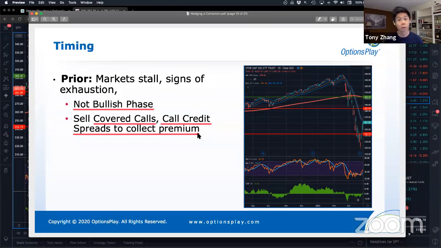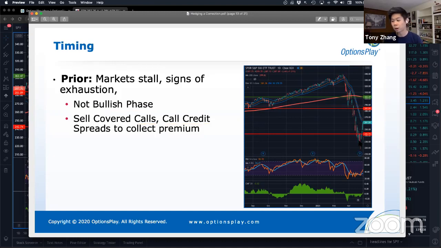That's when you want to start selling covered calls. Take profit on your stock positions by selling covered calls. Sell call credit spreads to collect some premium, because you're going to need that premium if and when the markets do correct. That actually took 3 months to happen, from November to February. And then once we had that sell-off, it was a major sell-off. Buying put options during that sell-off would have been very expensive. But what you want to do is start preparing for that now.